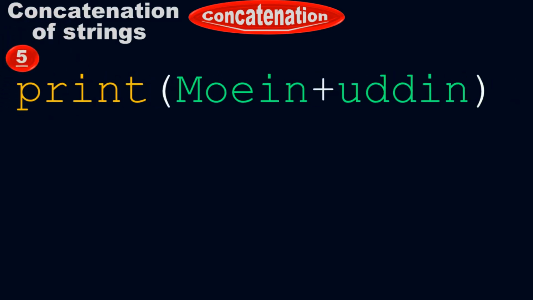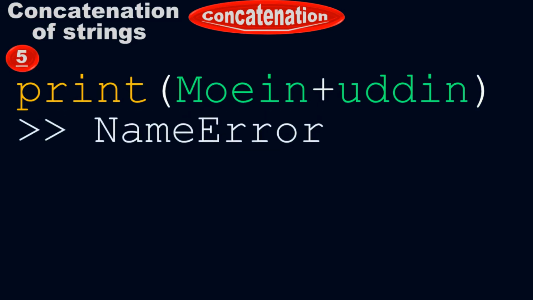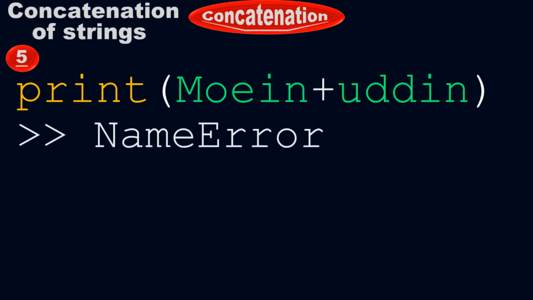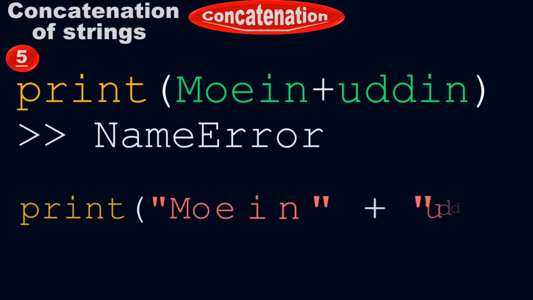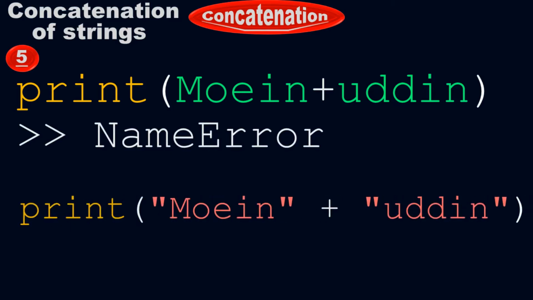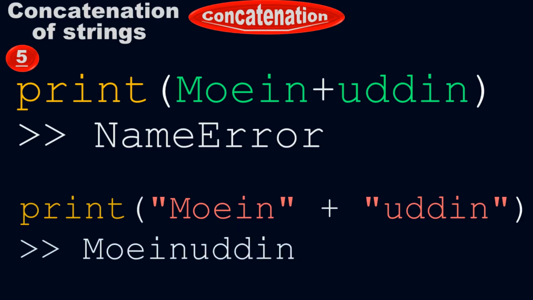Now let's talk about the concatenation of strings, how we can concatenate two strings together. Example number 5. Print of Moein plus Udin. In output I will get name error here. But what if I have print of Moein inside the quotes plus Udin inside the quotes? I will get Moeinuddin.